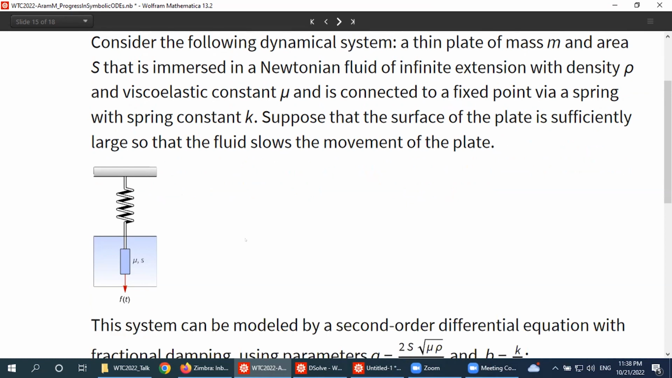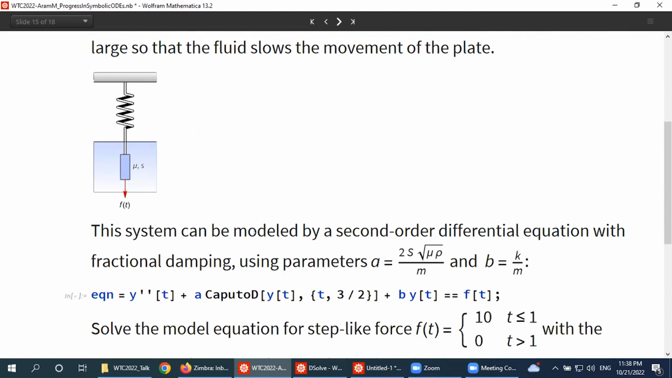In the book, the authors have demonstrated that this system can be modeled by a second order differential equation with a fractional damping term. Here is that equation. Here A is the liquid parameter and B is a spring parameter.